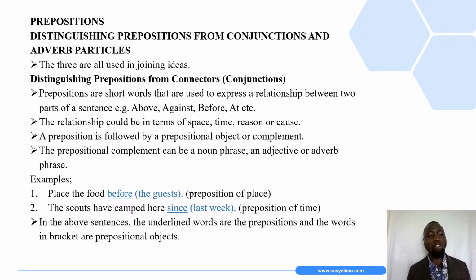In the second sentence, we have the preposition since, which has been used to indicate time, that is since last week. In the above sentences, the underlined words before and since are prepositions, and the words in brackets are the prepositional objects. Remember, the prepositional object or prepositional complement can be in the form of a noun phrase, an adjective, or an adverb.